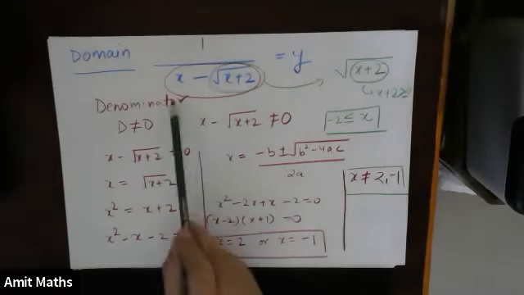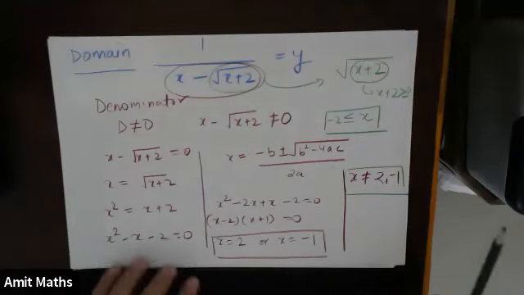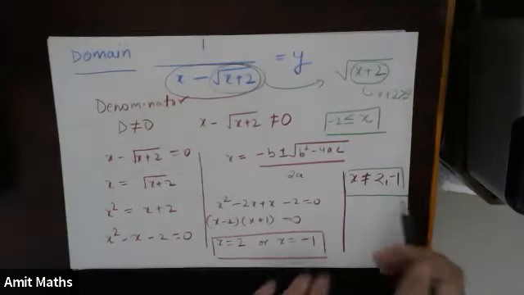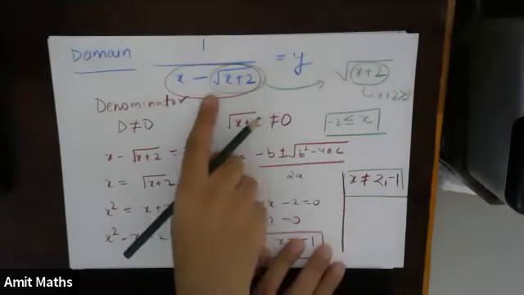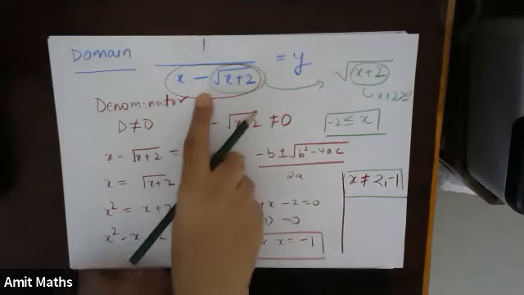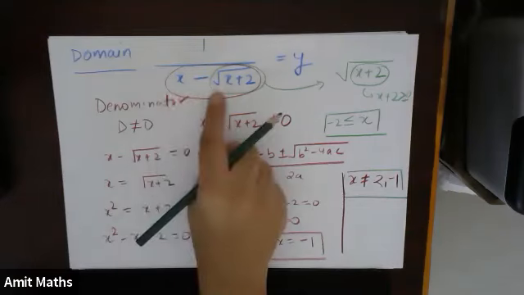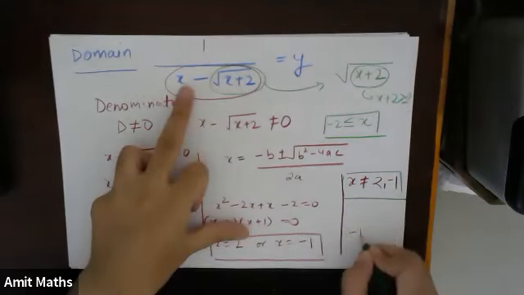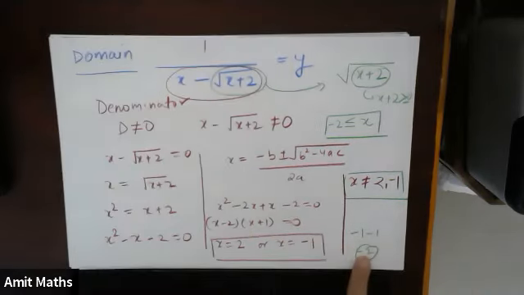See, if I include this minus 1 here, okay, correct. One of you has messaged me that minus 1 can be included. See what is happening. If I substitute minus 1 here, this is minus 1 minus the root of minus 1 plus 2. So in the denominator, it will become minus 1 minus 1, so this will become minus 2.